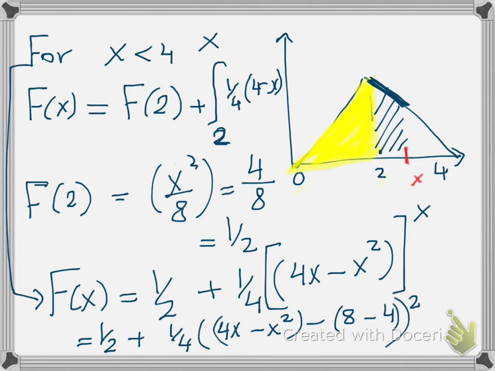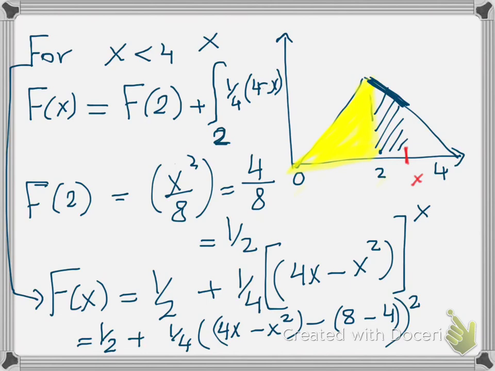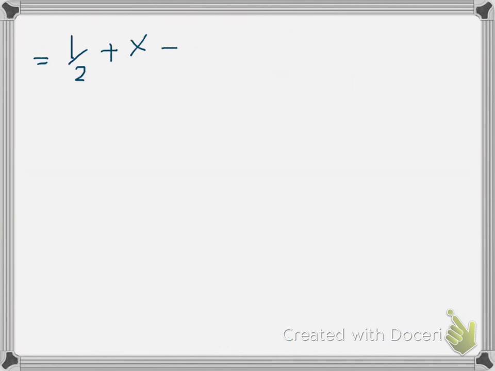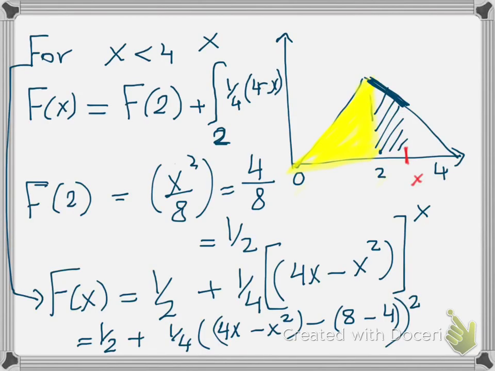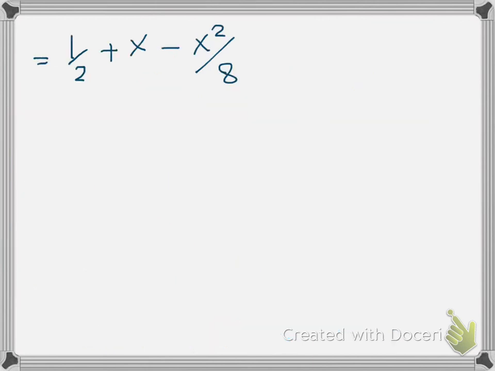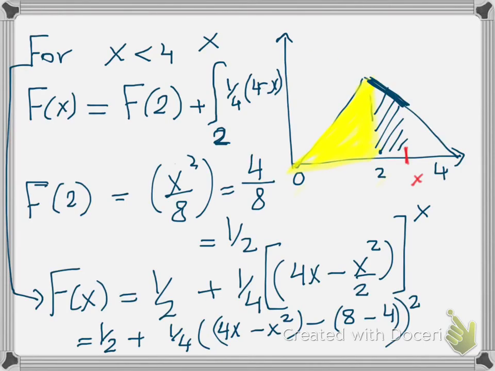If you try to simplify this, you will get it's equal to 1/2 plus x minus x squared over 8 minus 6/4. Just remember that I forgot here we have x squared over 2, so 4/2.